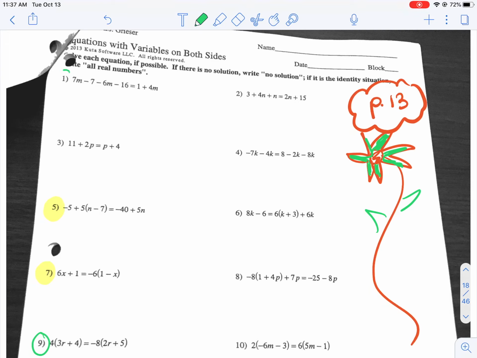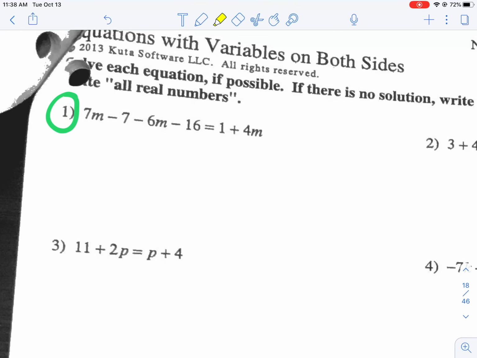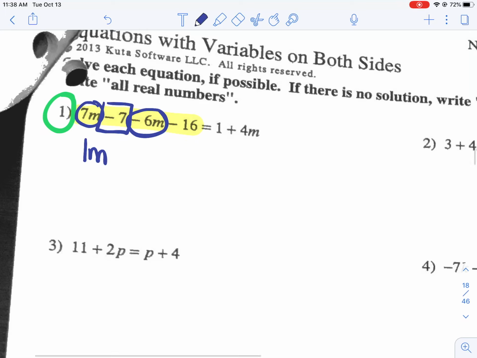So I want to start on the top with number 1, and these are when we have equations with variables on both sides. What's a little bit tricky about number 1 is that we have a couple of steps to solve. It looks like there's a lot going on on the left side of the equation, so let's combine some like terms. I'm going to start by combining 7m and negative 6m. Just be careful in your calculator: you want to type in 7 minus 6, which would be 1m, and then negative 7 minus 16, again in the calculator, negative 23 equals 1 plus 4m.